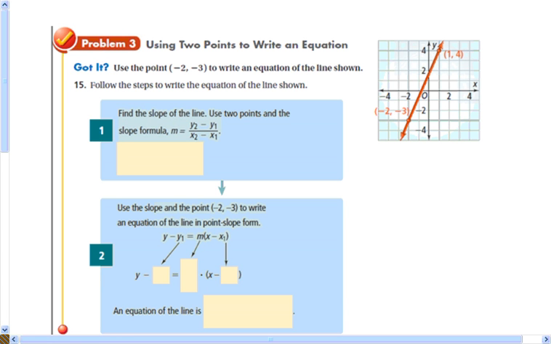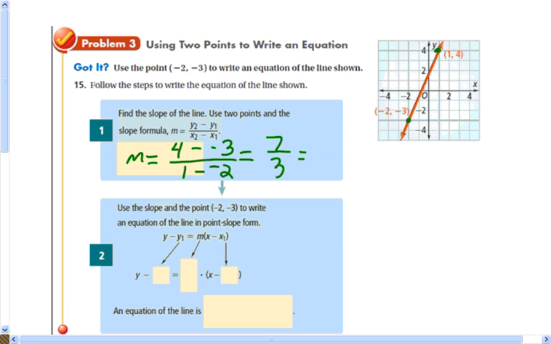So we're going to take these 2 points that are marked down here. We're going to subtract the 2 y values, and that would be like 4 minus -3. And then subtract the 2 x values. That would be 1 minus -2 to get our slope. And that would equal 7/3.